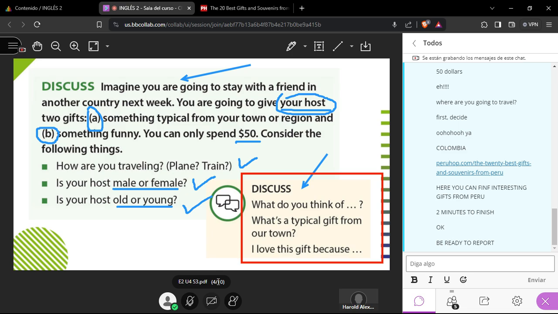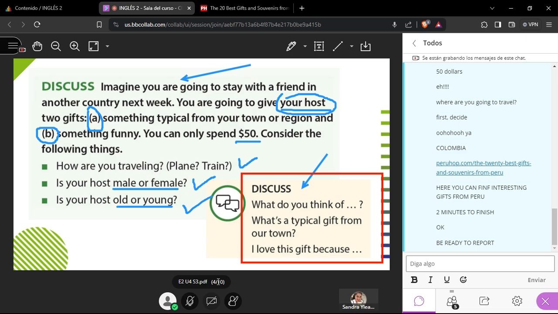In my case, I'm from Trujillo, so one typical thing that I would give to my host from my region is earrings made of totora horses. Yes, they sell them in Huanchaco. It's a typical thing from there. That's right. It's true.